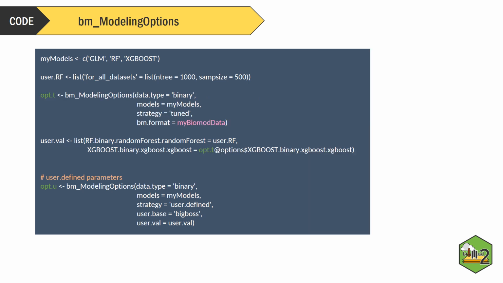The previous example was a simple one directly specifying parameter values to be changed, but you can actually give the options part of any object returned by the BM modeling options function. So for example, you can specify some parameters by hand for random forest and run some tuning for XGBoost parameters and combine the two. So you see, pretty much anything you want.